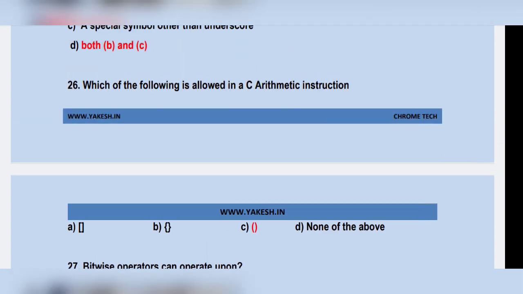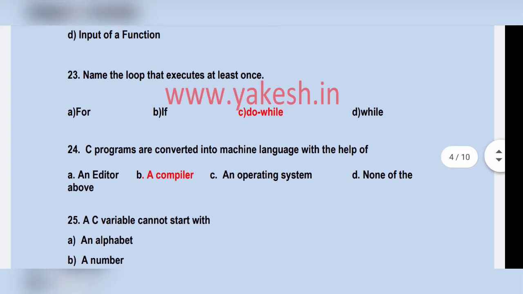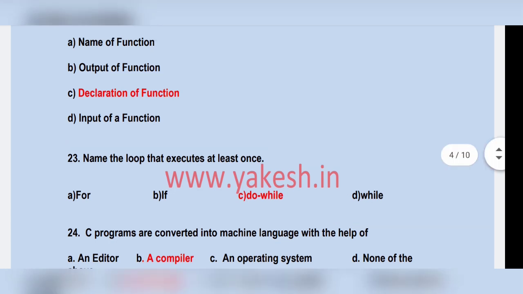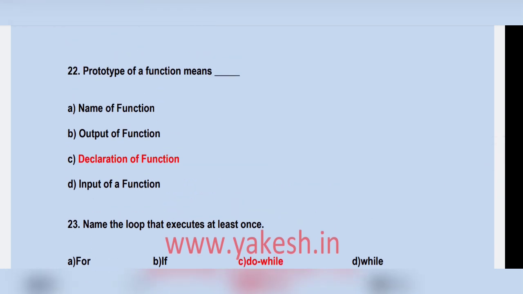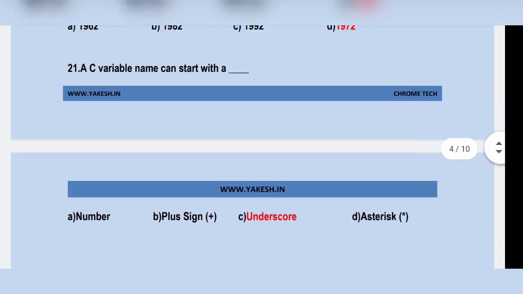Which of the following is allowed in arithmetic instruction? Option C. A C variable cannot start with, option B, a number or special character other than underscore. C program is converted into machine language with the help of a compiler. Name the loop executed at least once: option C, do while. Prototype of function means declaration of function. A C variable can start with, option C, underscore.